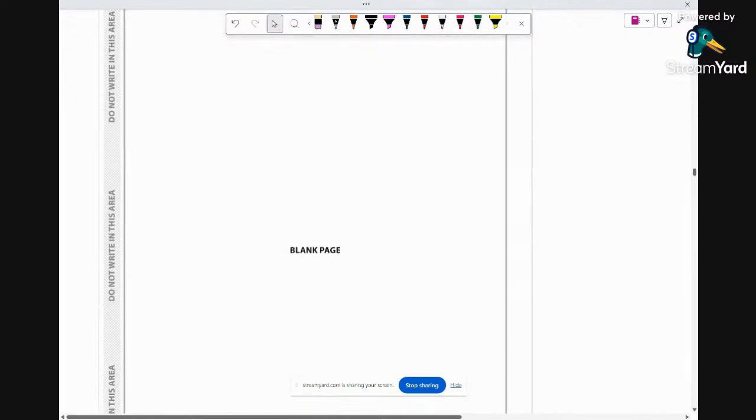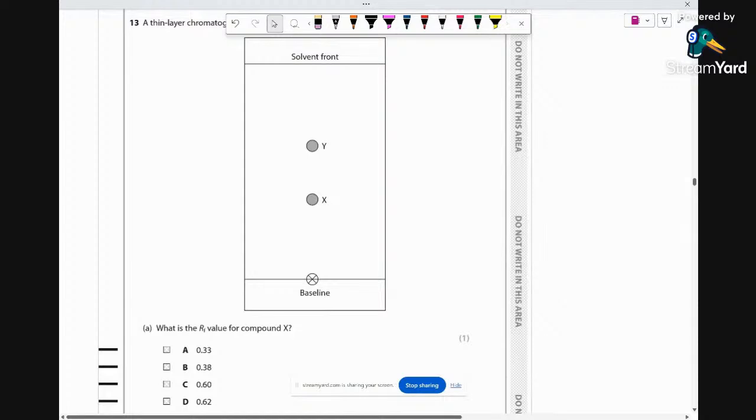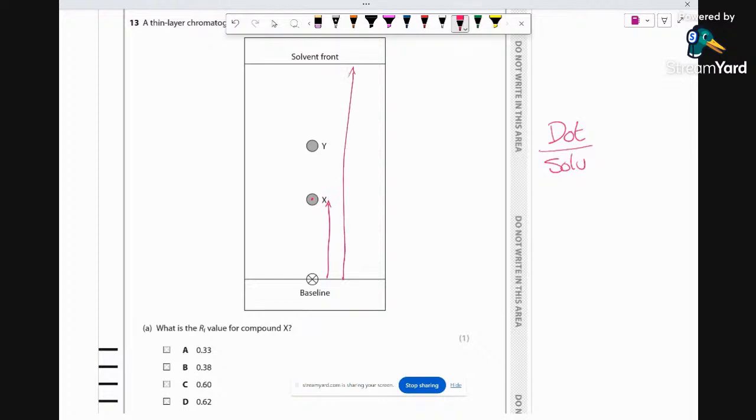Is that the end of the multiple choice already? No, it's not. Okay, calculating an Rf value. Just to show you some of the tricks with Rf values, we know that it's going to be dot distance over solvent distance. So the dot from the baseline, we're working out the distance from here to the middle of the dot, and from the baseline to the solvent front. If it was exactly halfway, it would be 0.5. It's below that, so A and B are possible, but C and D are not. It's nice just to do that, eliminate some of them.